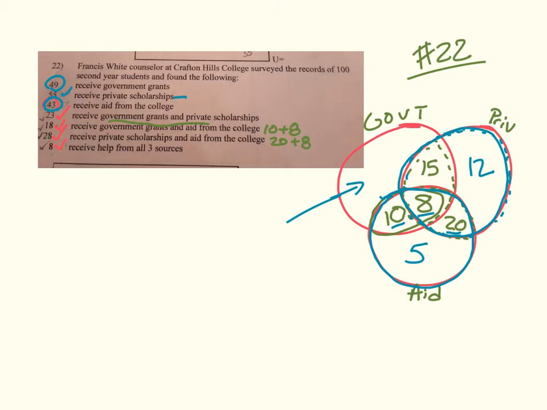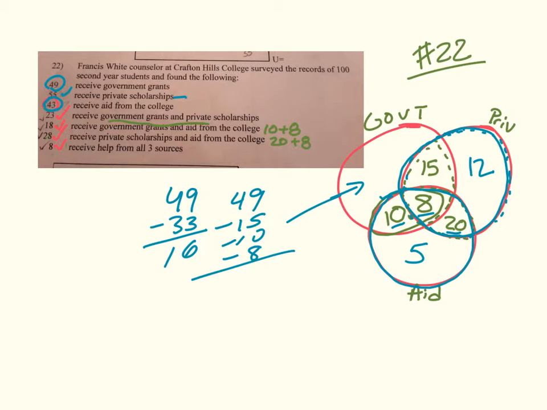we would say that 49 minus 15 minus 10 minus 8, kind of another way of looking at it. We've got 25, 33, so we've got 49 minus 33. We've got 16 left over to go in here. So now all our numbers match up according to all the conditions up here on the left-hand side.